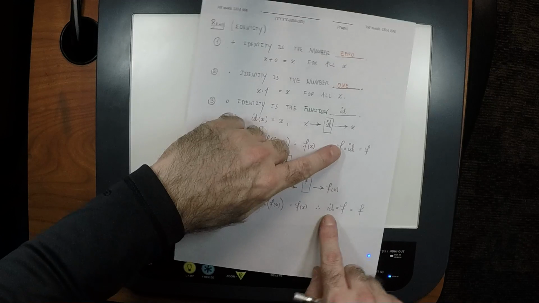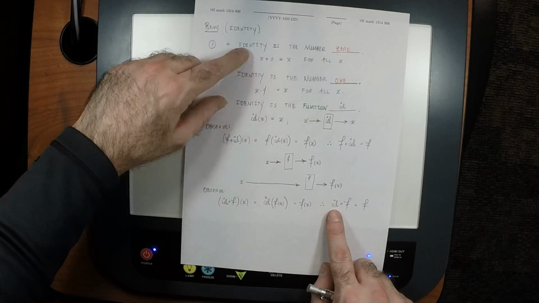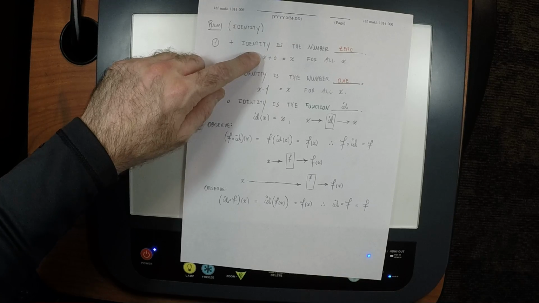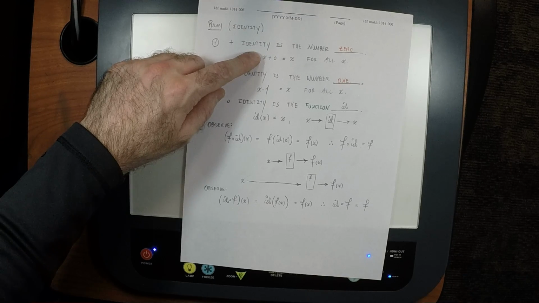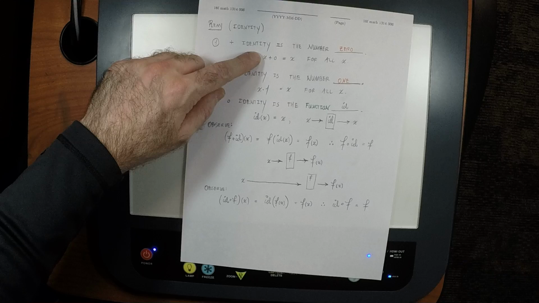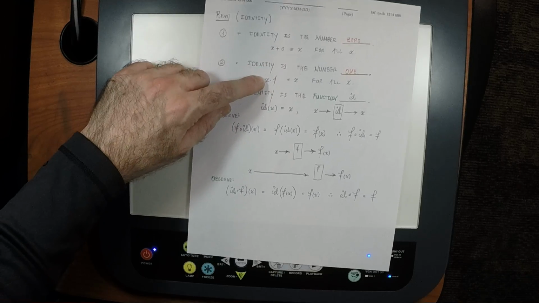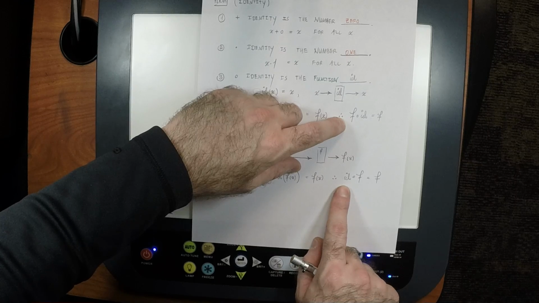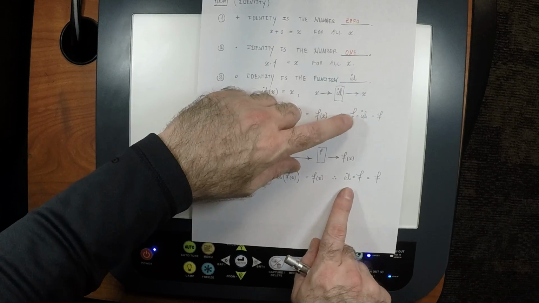But we have to do it in both orders. Why don't we have to do this one in both orders? Because addition commutes. 0 plus X is the same as X plus 0. And multiplication commutes, so that's fine. But does composition commute? It doesn't, so you have to check both orders.